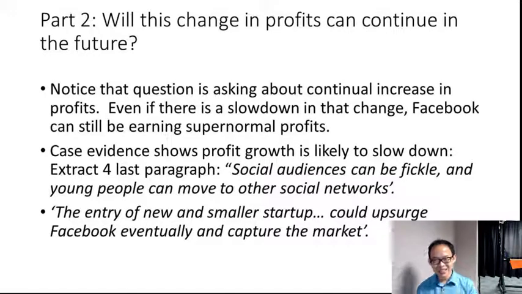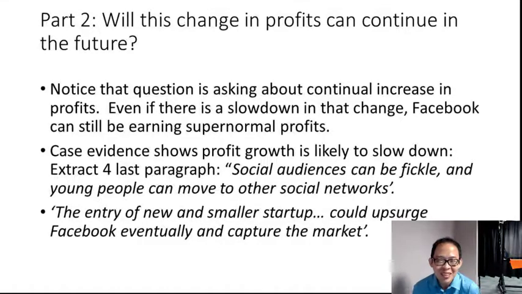The key case evidence for this part 2 is to extract from the last paragraph that says that social audiences can be fickle and young people can move to other social networks. I understand from my students that nowadays, people of your age have switched away from Facebook. You have now moved to things like Snapchat, Twitter, and Instagram. So it shows that this change in taste and preference towards Facebook can easily switch the other way. The entry of a new, smaller startup could upstage Facebook eventually and capture the market.